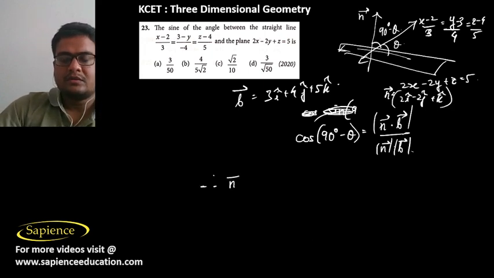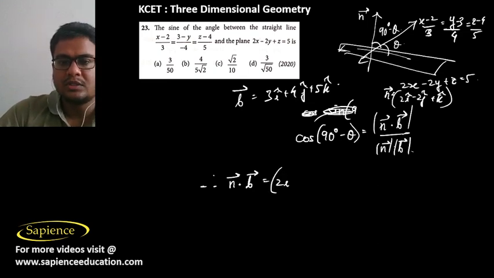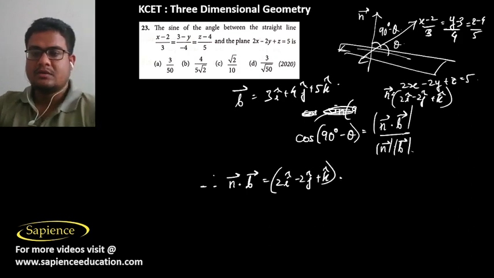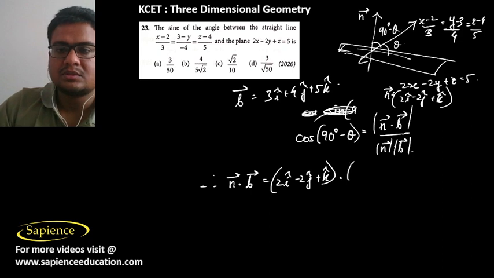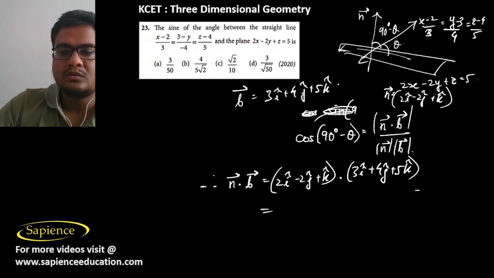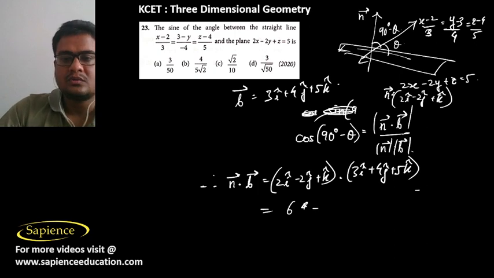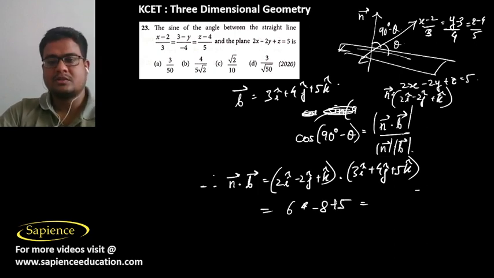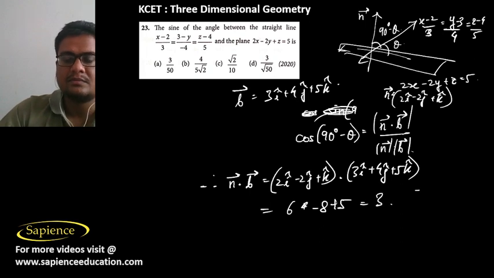So therefore n vector dot b vector, that will be equal to 2 i cap minus 2 j cap plus k cap dot b vector, that is 3 i cap plus 4 j cap plus 5 k cap. This will be equal to 2 into 3, just 6, then minus 4 into 2, that is 8, plus 5. So that is 6 plus 5, 11 minus 8, that is 3.